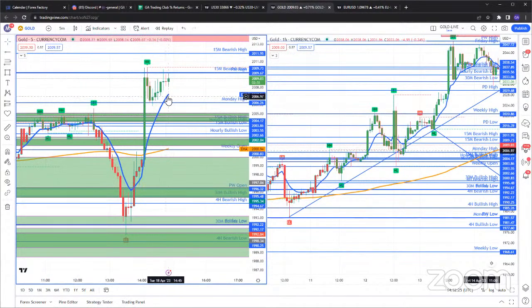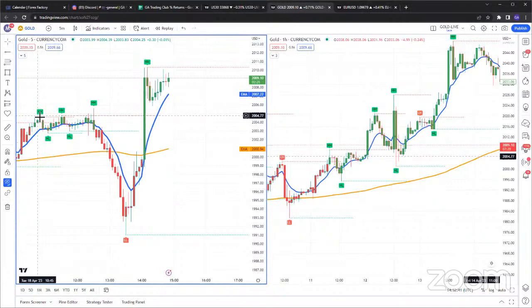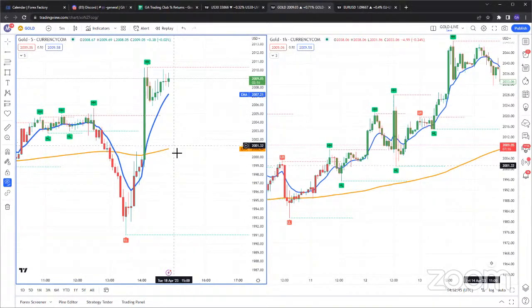So the first entry would be based on your risk parameters. If you can afford a 100 pip stop loss, well and good. First entry would be around 2006 or whenever the 9 EMA is retested. Second entry would be on the retest of this structure. So if I turn this off, this structure right here, 2004. The third entry and best entry, in my opinion, would be around 2002.